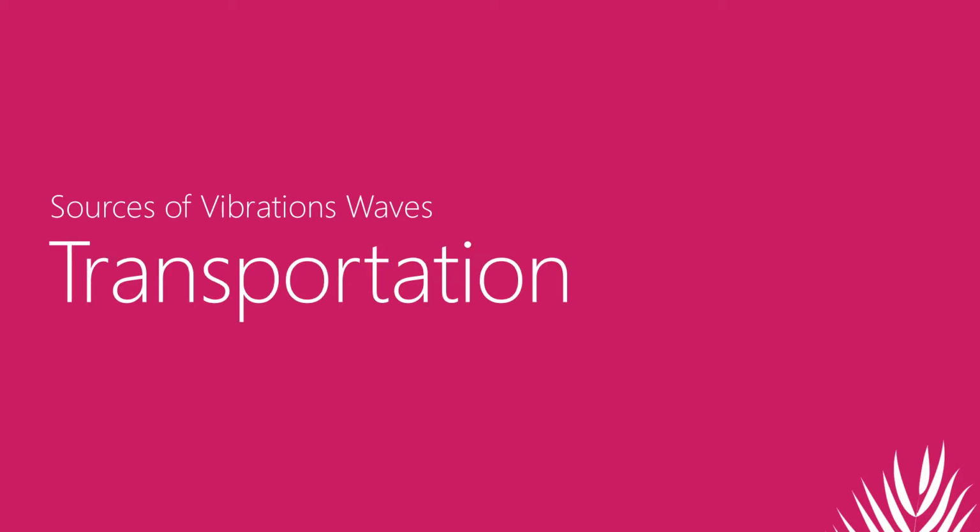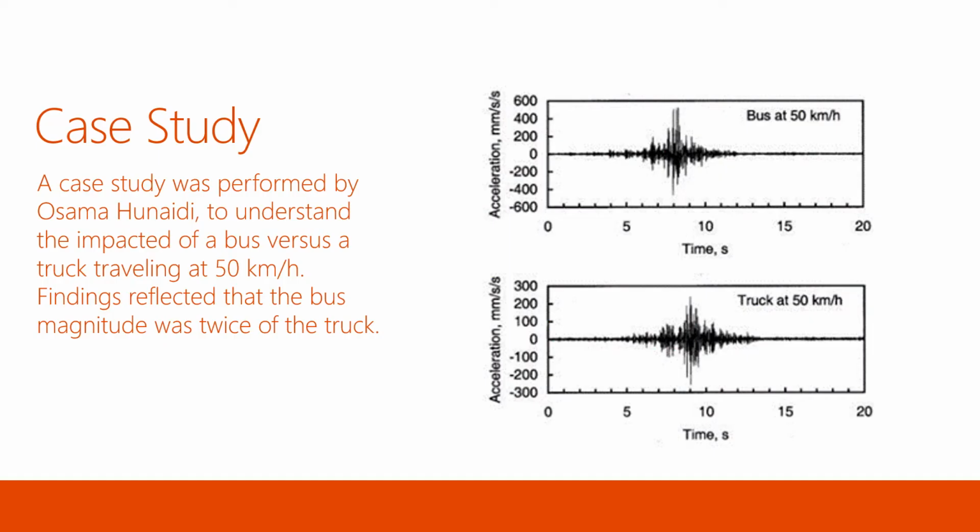Another source of vibrations is transportation. Homes located near subways, highways, and trains experience vibrations whenever vehicles are passing through. Due to the close proximity, there is not enough length for the waves to be absorbed, which causes waves to be easily felt by the surrounding structures. A study was performed to understand the different impact created by a bus and a truck traveling at 50 kilometers per hour. Based on fundamentals of physics, mass is proportional to force created. Therefore, it was observed that the magnitude of the bus was twice that of the truck.